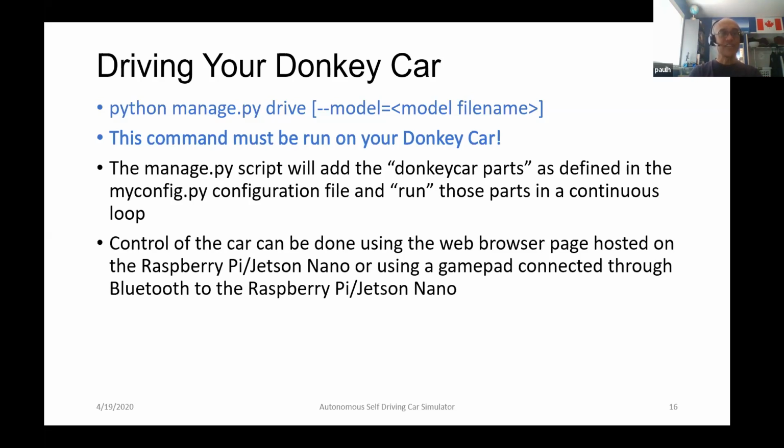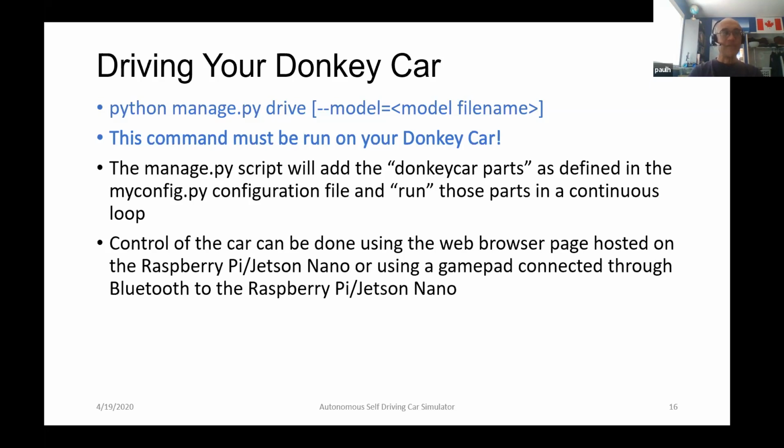And then once it adds those parts, one of those parts is your controller. And that controller will feed the steering and throttle information when you're in user mode. Your steering and throttle information is taken by your hardware parts, and that'll move your donkey car with the throttle, and it'll do the steering.